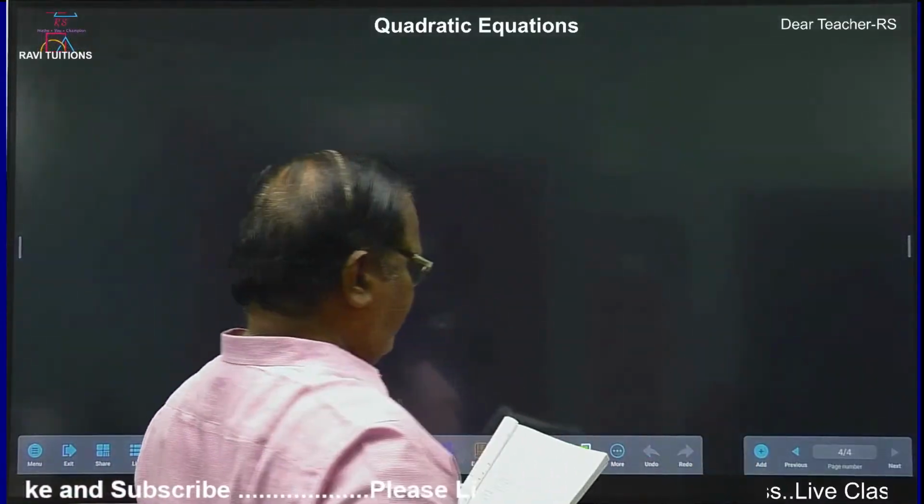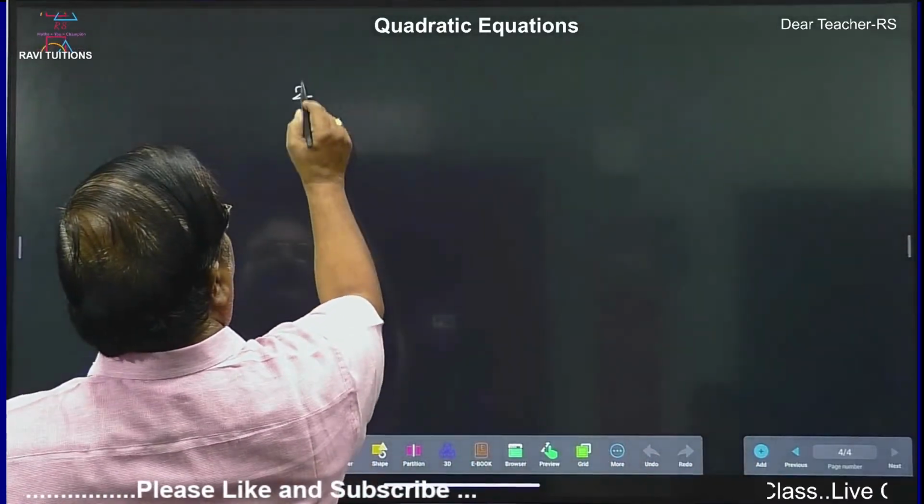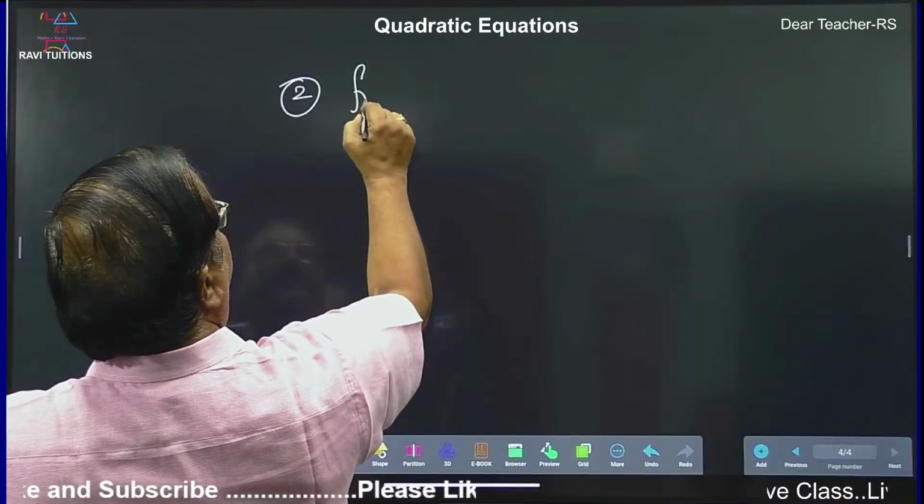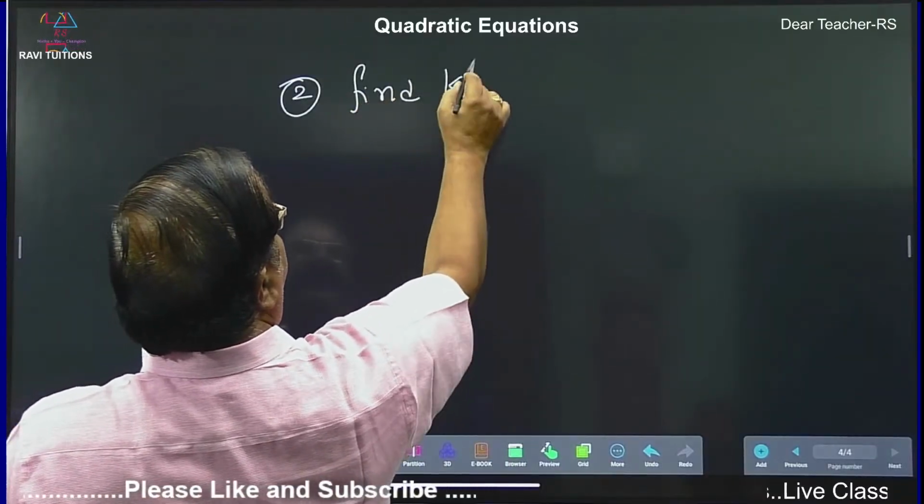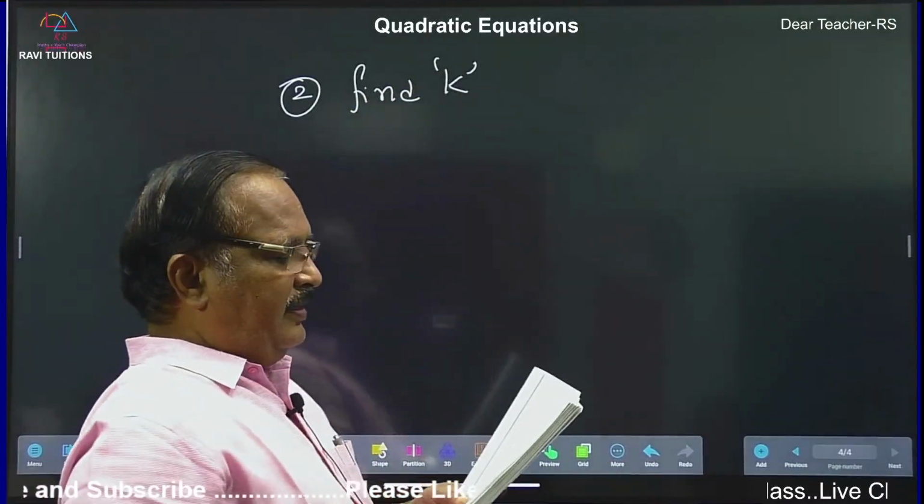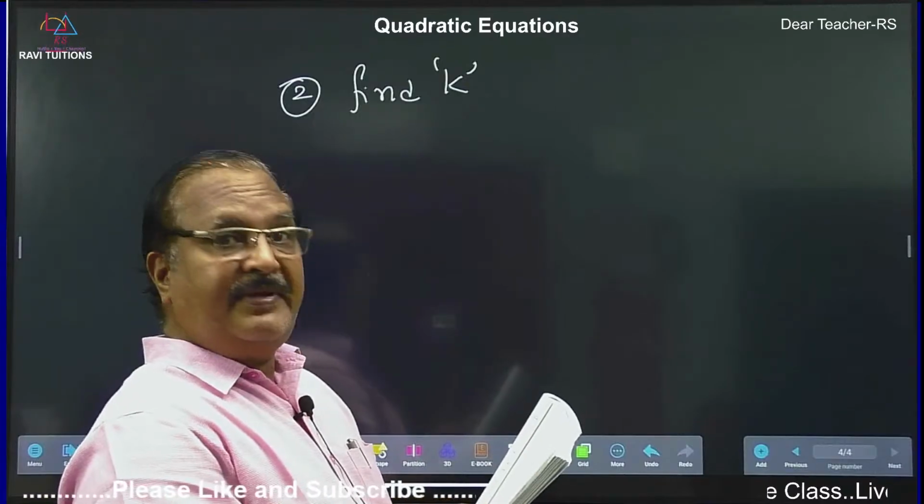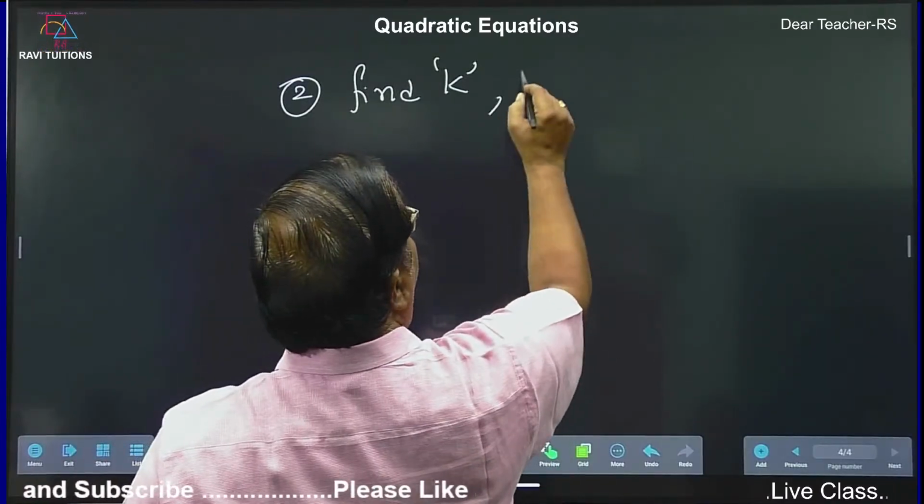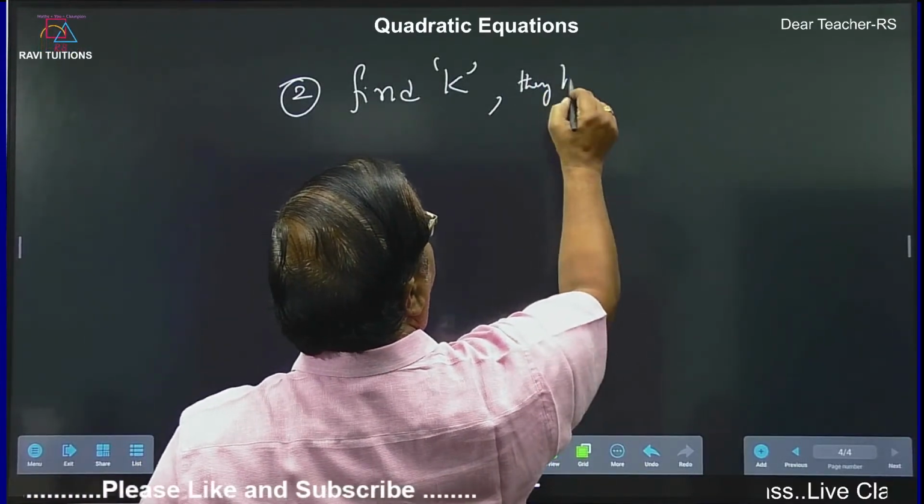You can copy later also. Second question. Find k. I am writing in short. Find k so that they have equal roots.